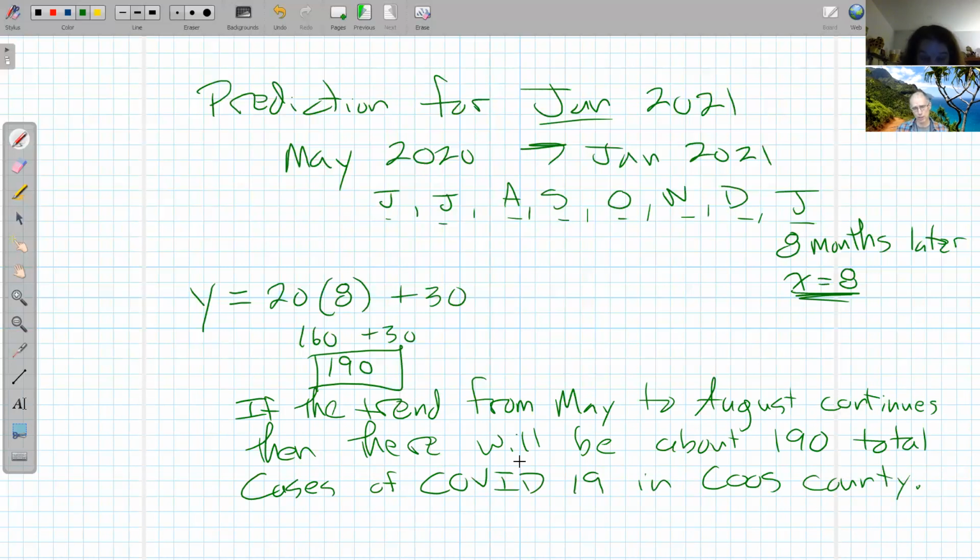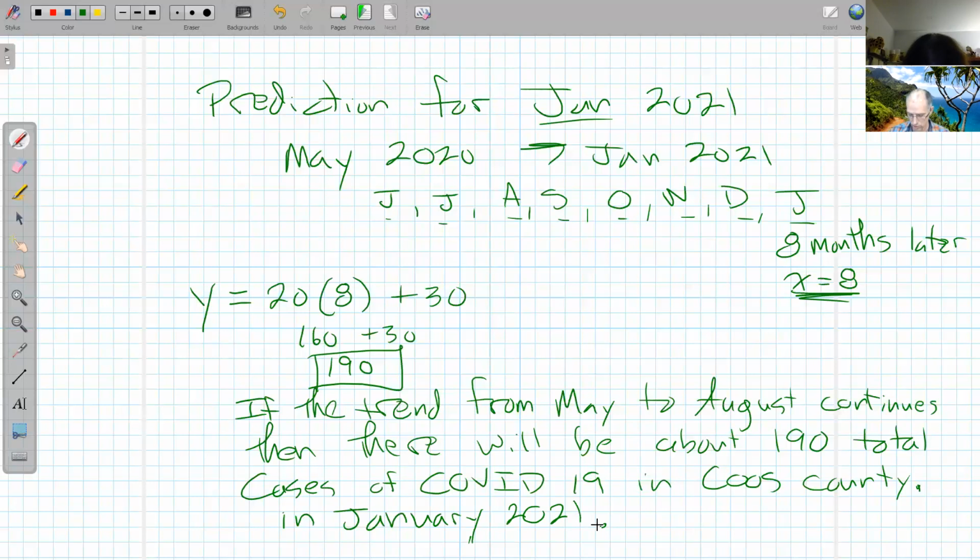I talked about we want to give a reasonably descriptive sentence that states what the number means. So if I just said, hey, there's going to be about 190 cases, you're going to be like, huh? 190 cases? Where? When? So did I do a good job? Let's see. If the trend from May to August continues, there will be about 190 total cases of COVID-19 in Coos County. When, Gary? Oh, in January. Right. Oops, forgot that part. So often I have to make multiple drafts of my sentences. In January 2021. Okay.